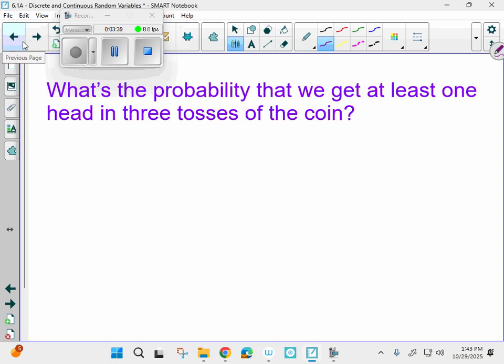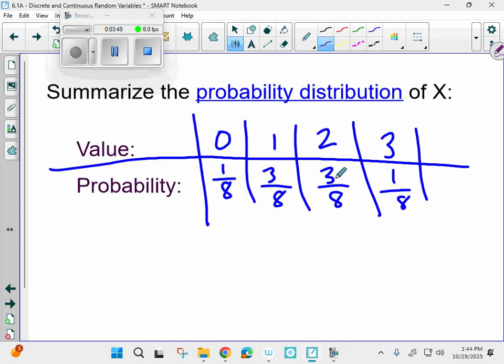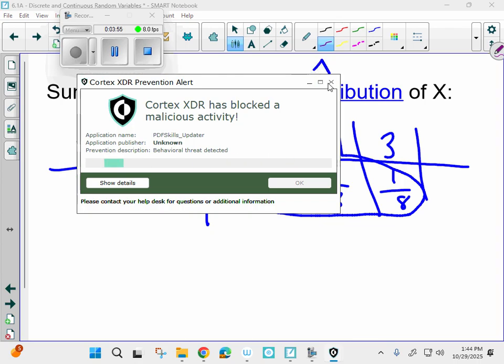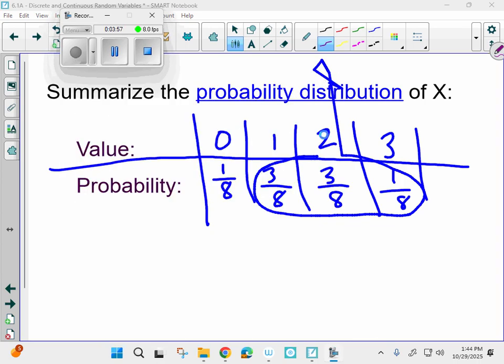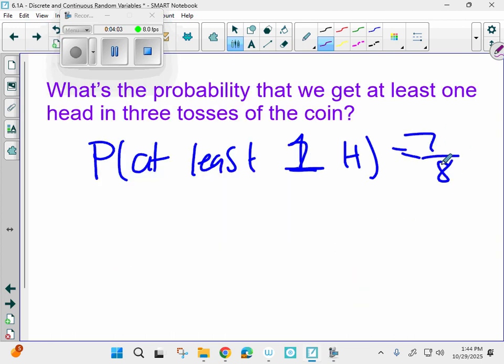What's the probability that we get at least 1 heads? At least 1 heads out of 3. So we're going to go back and look right here. At least 1 would be 1 or more. And what's the probability of getting 1 or more? 7/8. You could also do 1 minus the probability of none. 1 minus 1/8, which is 7/8.